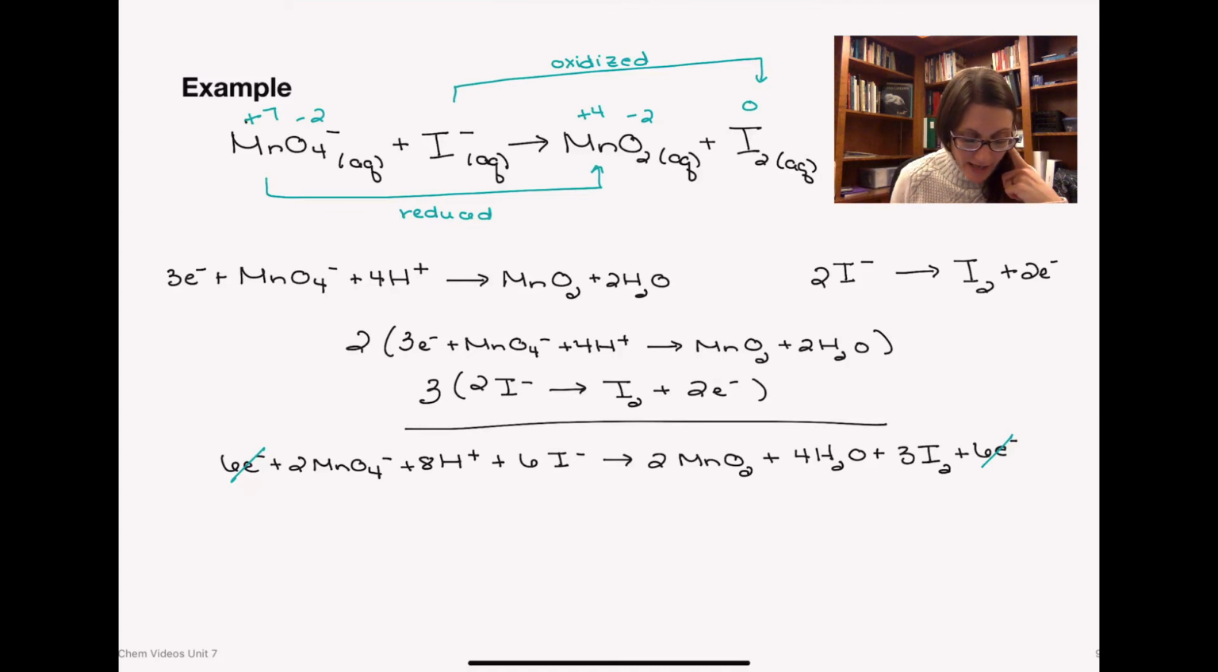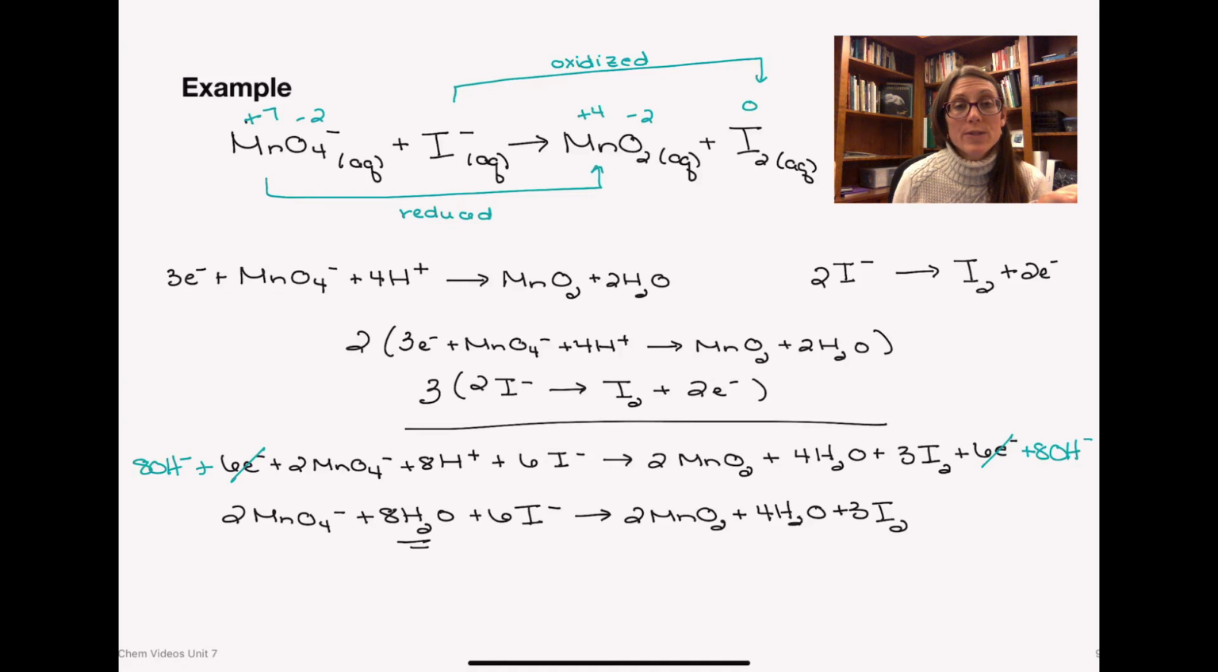So I'm going to add 8 hydroxide to the left and 8 hydroxide to the right. And then I'm going to look, and if I have both hydroxide and hydrogen ions, those would combine to form water. And so I'm going to rewrite this equation showing water where it exists. And now we're almost done. I have 4 waters on the right and 8 waters on the left. I can cancel 4 of those waters out.